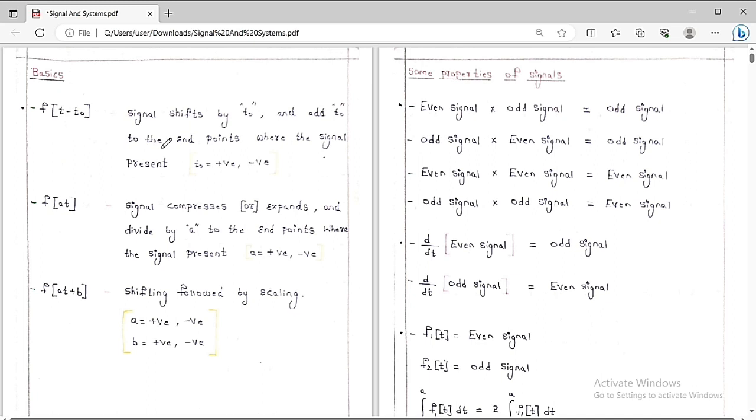If t naught is negative, the signal is shifted to the left-hand side, or we can say the signal is advanced. So finally, I can say in simple words.